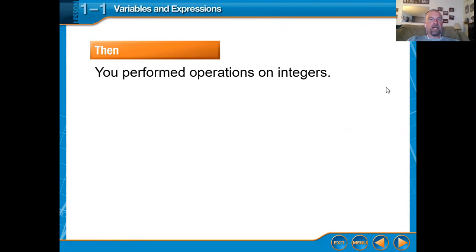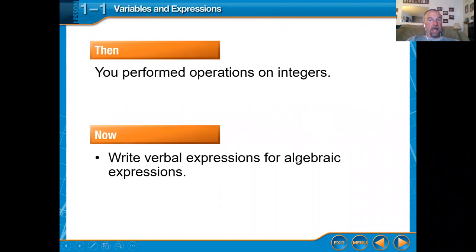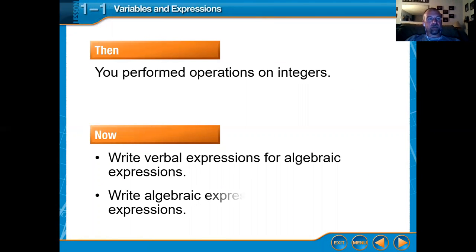Now we are going to add in some algebraic expressions, which means if you have an algebraic expression, you're going to include some variables along with those numbers. And we are going to write algebraic expressions for verbal expressions. We're going to take words and create algebraic expressions from them, or vice versa.